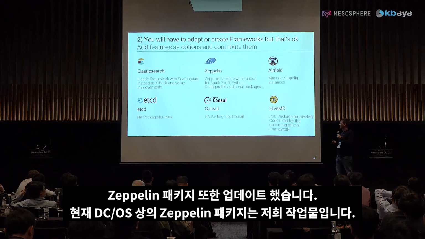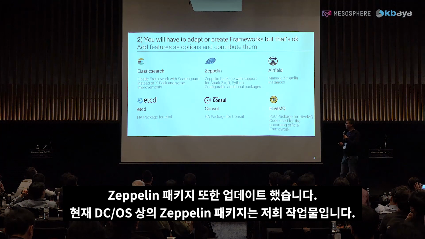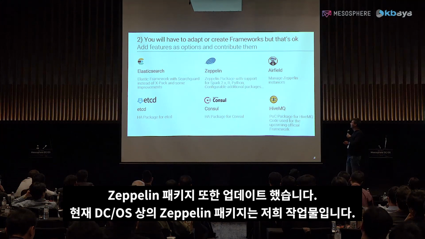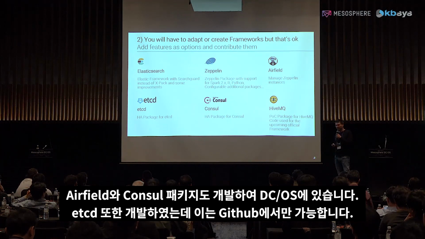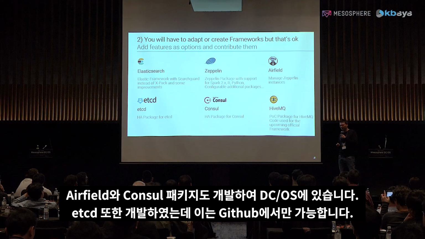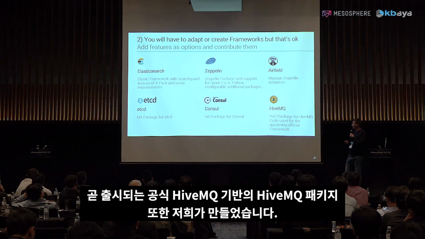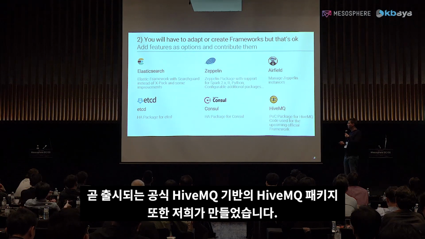And we also updated the Zeppelin package. So the current Zeppelin package from the DC/OS universe is done by us. We created Airflow, also available in the universe. And we also created etcd and Console packages. The Console package is already available in the universe. etcd is only available on GitHub. And we created a HiveMQ package as well, on which the upcoming official HiveMQ framework will also be based.